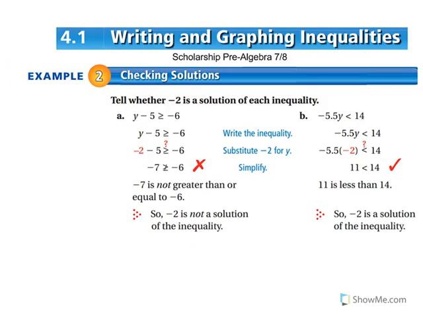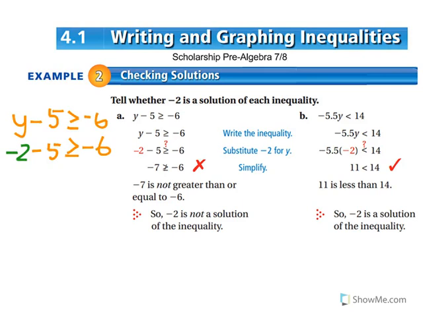Okay? Let's look at some more examples here. So over here, it says tell whether -2 is a solution of each inequality. Okay, so every inequality underneath these directions, we're going to plug in -2. So I'm going to go ahead and write this out. So we have y minus 5 is greater than or equal to -6. And so we want to see if -2 will work. So I'm going to put in a -2 for my y value. And so I have -2 minus 5 is greater than or equal to -6.